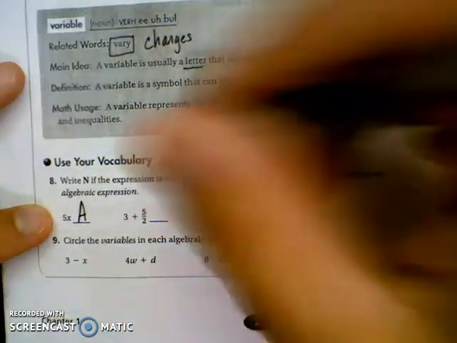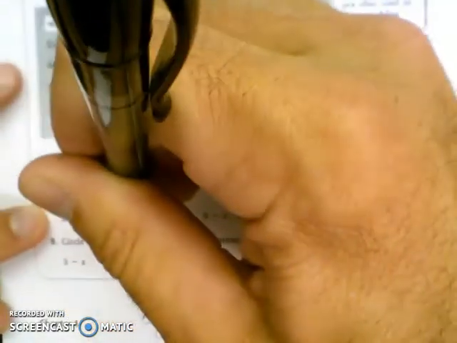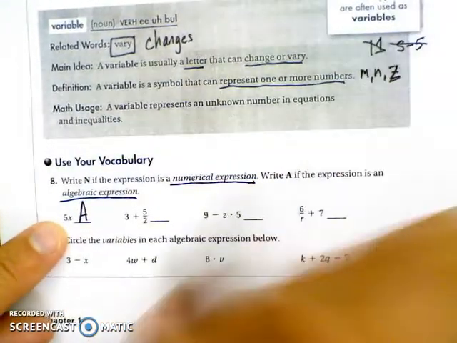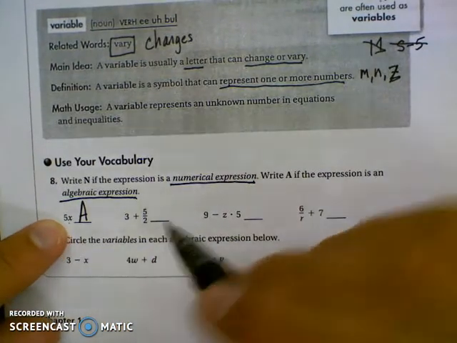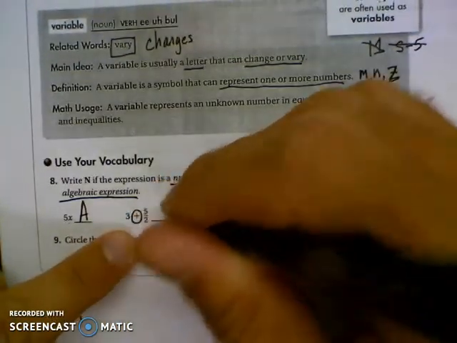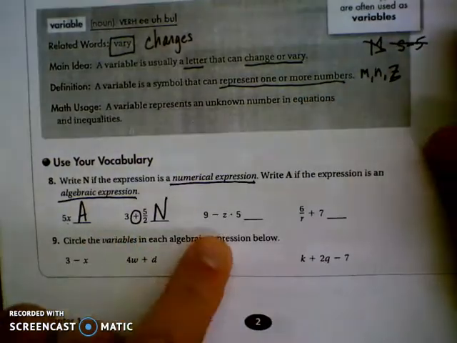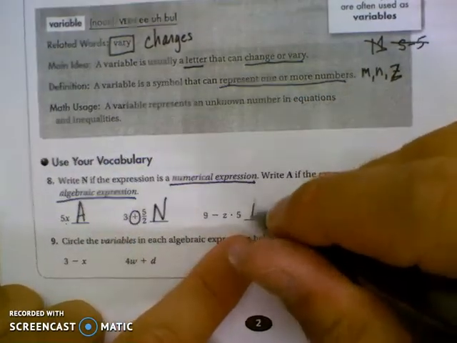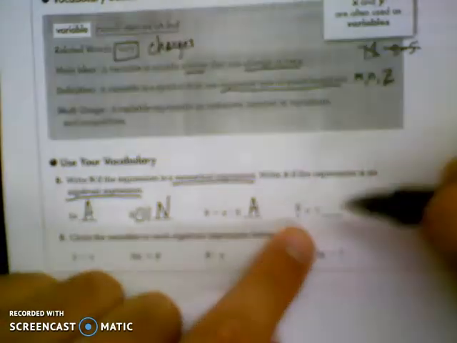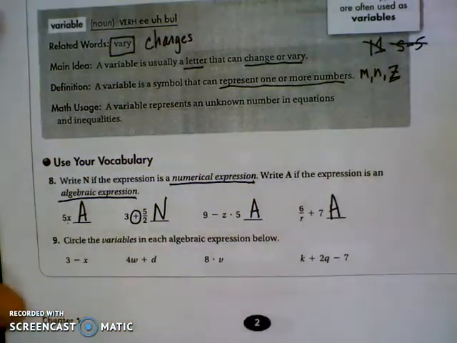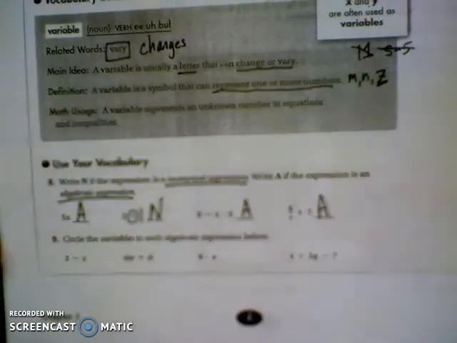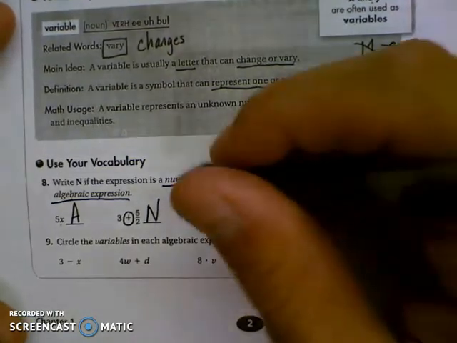And you might ask yourself, what is a numerical expression and what is an algebraic expression? So algebraic, you have 5 times x, so that's a, algebraic. Number 3, there's addition, so it's going to be n. Number 9, a, because of multiplication, and this one is a again. So let's go over that one here. Anytime there's multiplication, you're going to have algebraic. Anytime there's addition, numerical.